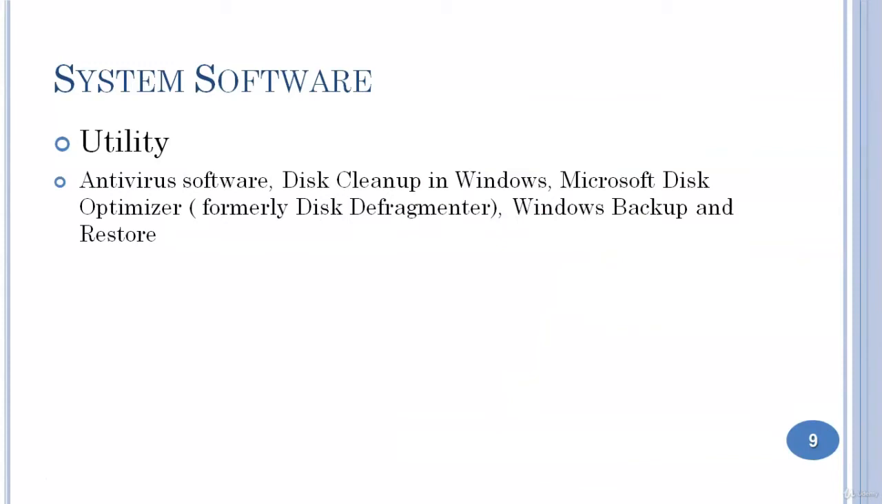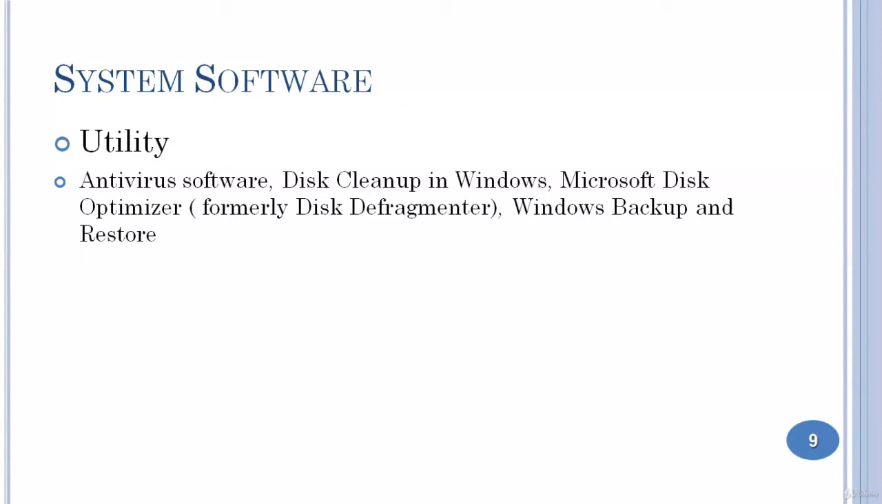Now, other examples of utility software are antivirus software. Okay, so there are different types of antivirus software, and the popular ones are Kaspersky antivirus software. Okay, then you have Norton antivirus software, and then McAfee. So there are many other types of antivirus software that exist.